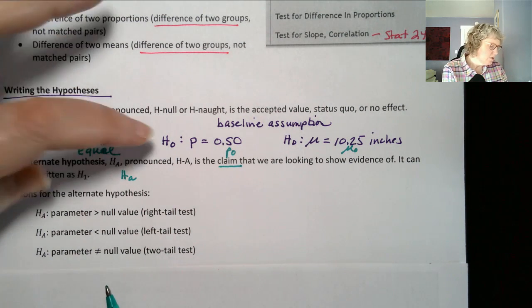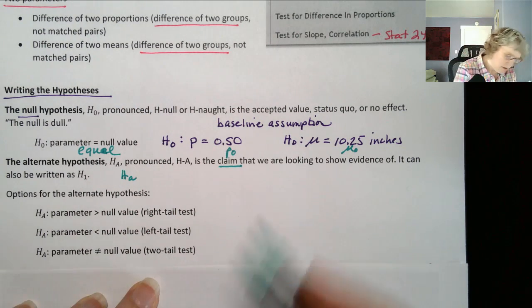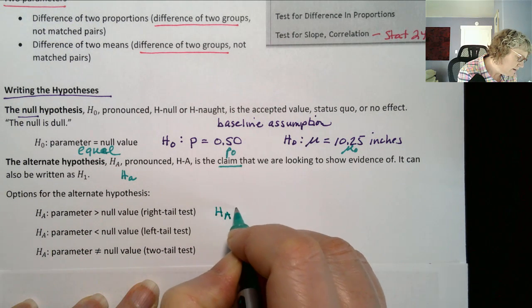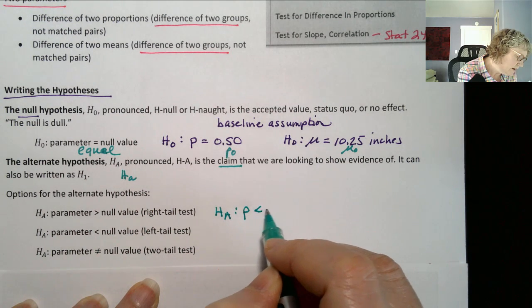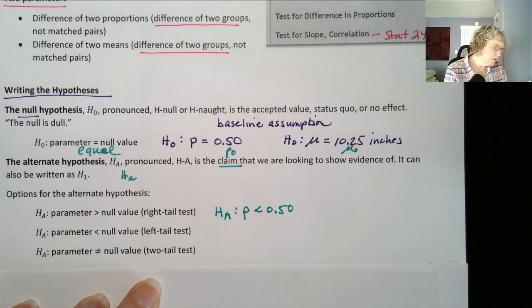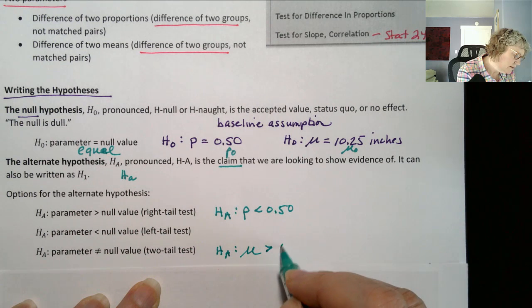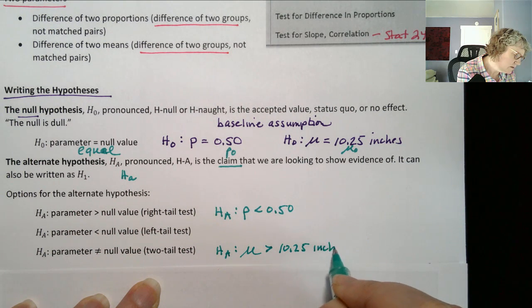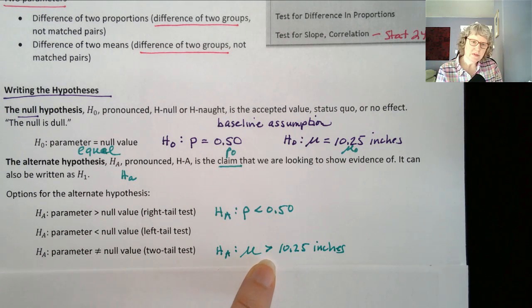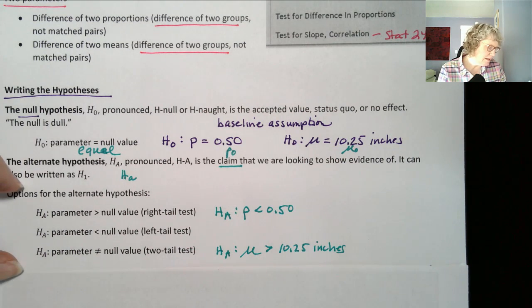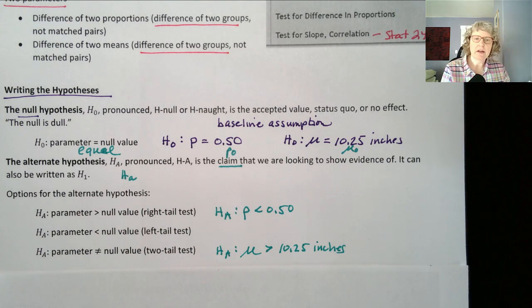Okay. So similarly, we could write out, I'll just write one of them. I'll stay green for the alternate. So I could write HA: p is less than 0.50. Or I could write HA: mu is greater than 10.25 inches. Notice I wouldn't put the equal sign in any of these because the equal is in the null. So it can't be both places. It's either equal or not, right? So it's got to be in just one or the other. And then I could use the not equal sign as well.